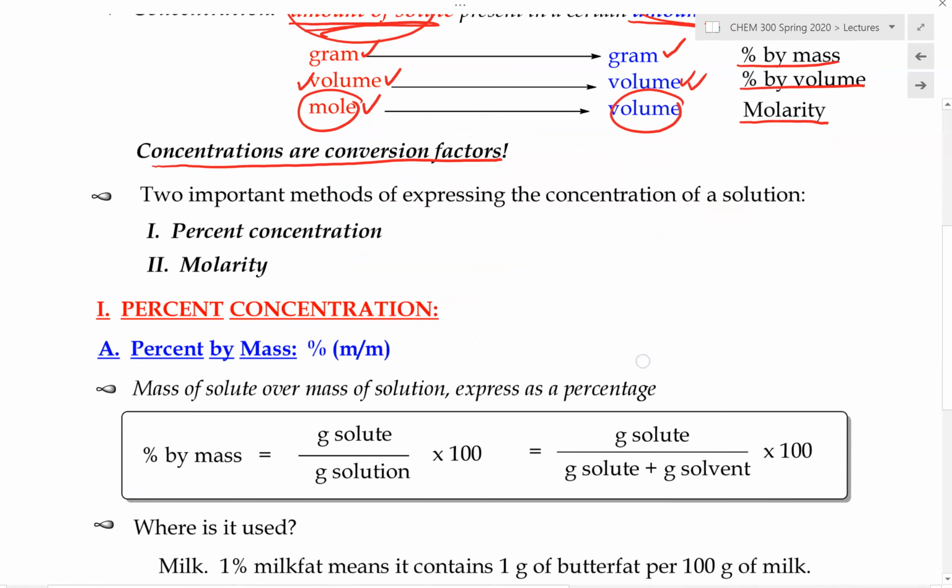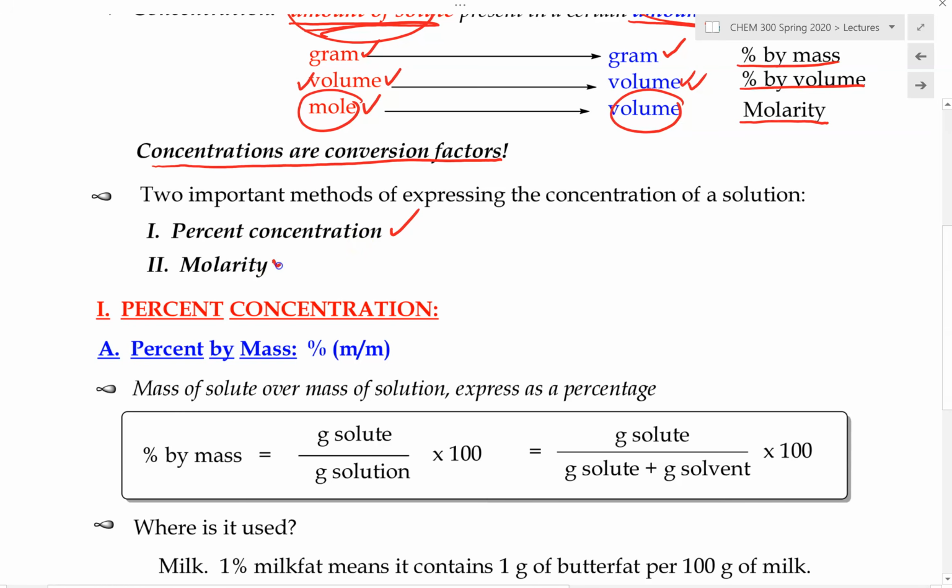The two important methods for expressing the concentration of a solution can be summarized as follows. The first one is the percent concentration, of which we have seen the percent by mass and the percent by volume here. And in this case, we'll go over this unit in more detail.